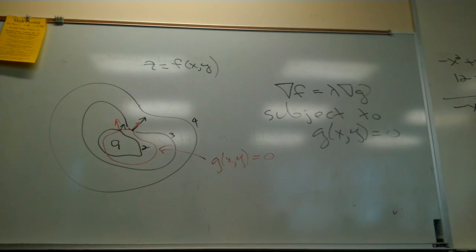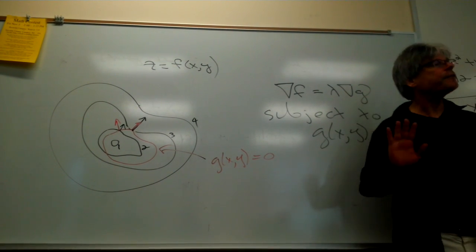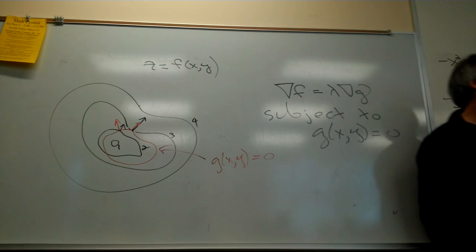Why does g of x and y have to equal 0 for this thing to work? Because I want to force it to be a curve in two-space. If you take your g function and set it equal to some other constant, that's fine, because when you differentiate, it's going to go to 0 anyway.